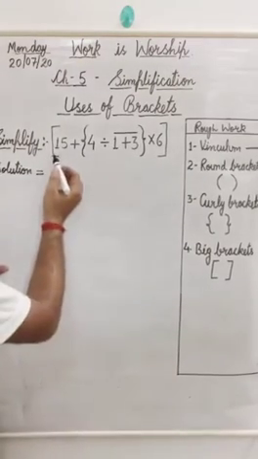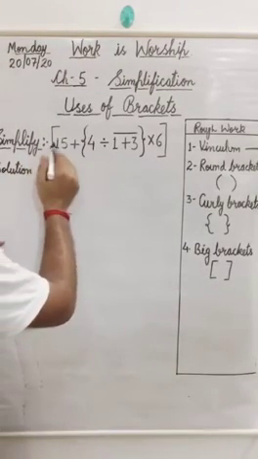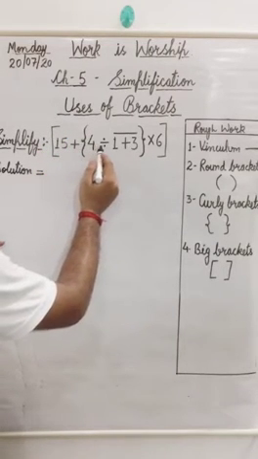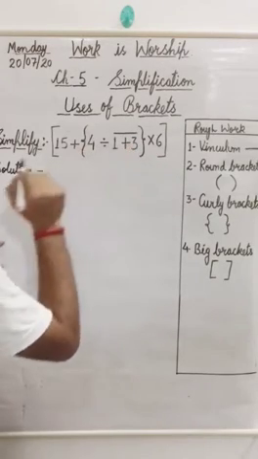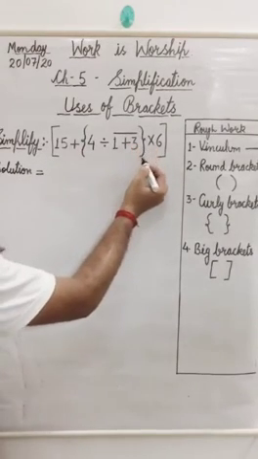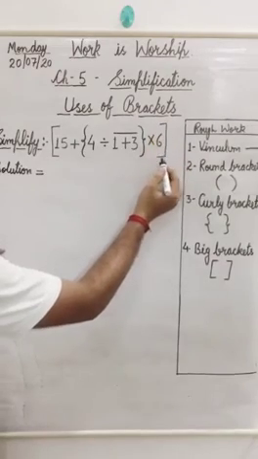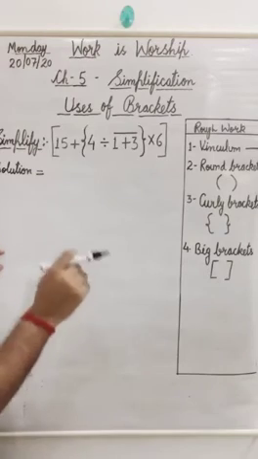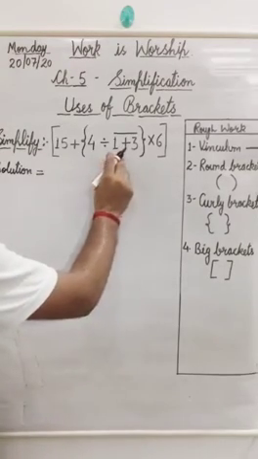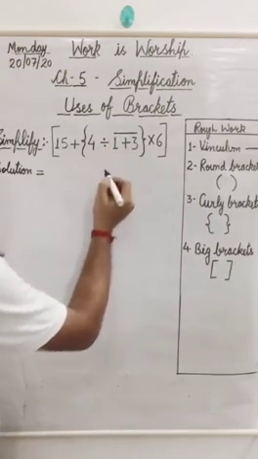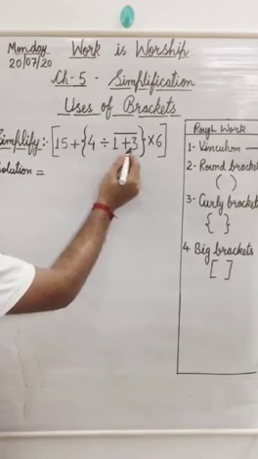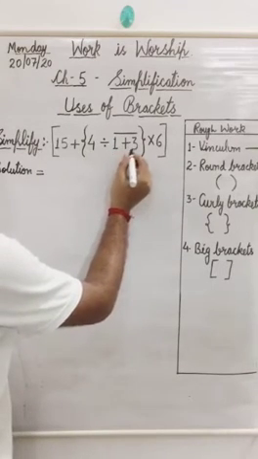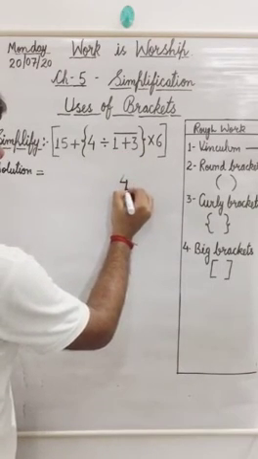So students, here we have a problem of simplification and we have to simplify: big bracket start 15 plus curly bracket start 4 divided by 1 plus 3, which is under the line bracket, curly bracket close multiplied by 6, and then big bracket close. We have earlier discussed that in order to solve a problem of simplification, firstly we solve the operation below the line bracket or vinculum. So here we have 1 plus 3 below the line bracket. Firstly we will solve 1 plus 3. So 1 plus 3 is 4.